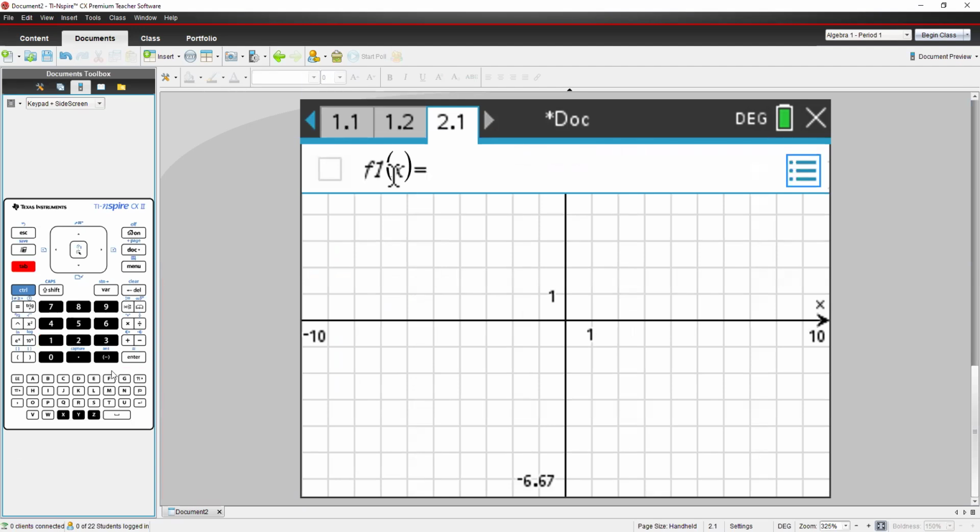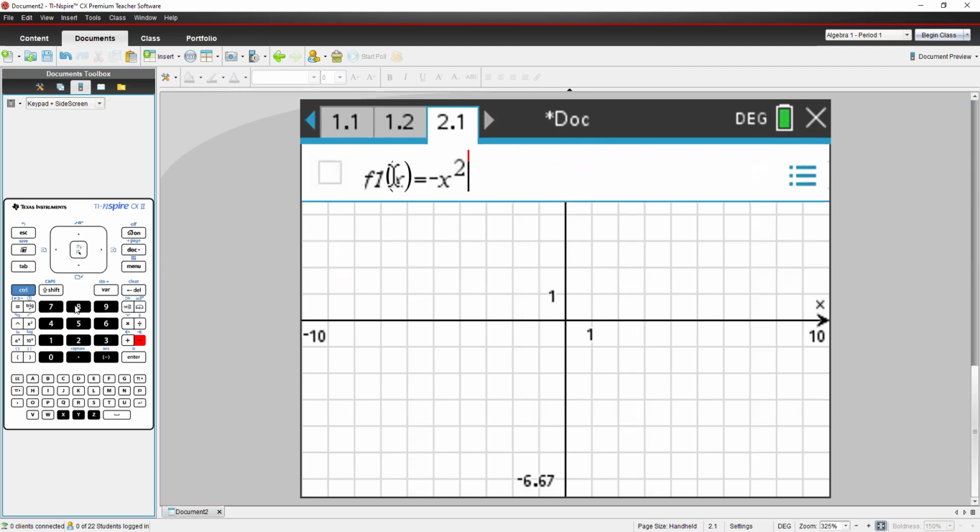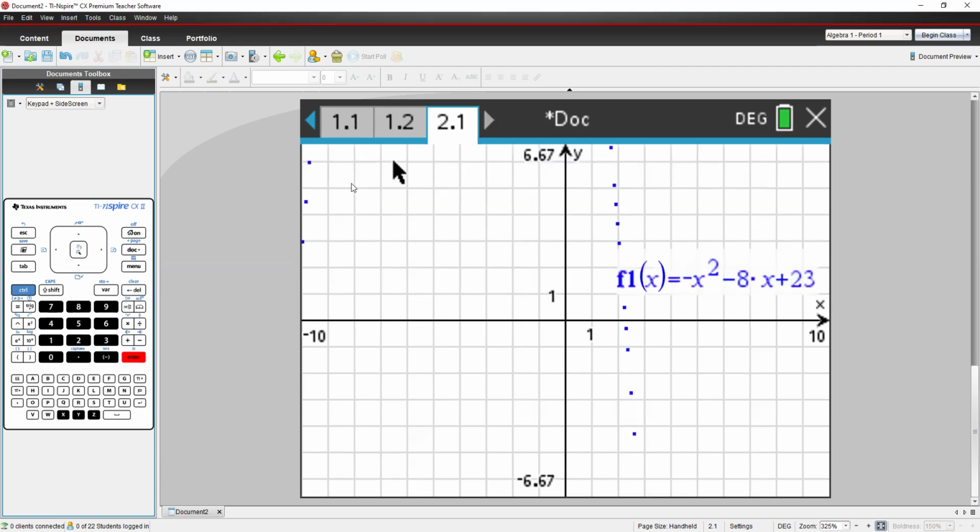So it's going to be a negative x squared minus 8x plus 23. And I press enter, and hopefully it doesn't take too long. It is taking a little bit of time. It's trying to create the quadratic here. The calculator is really laggy.